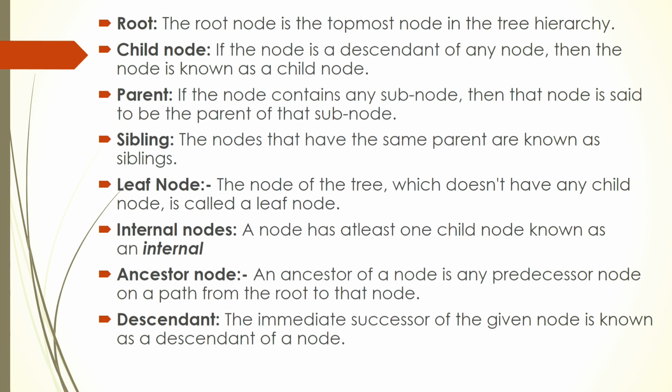Then comes the ancestor node. An ancestor of a node is any predecessor node on a path from the root to that node. The root node doesn't have any ancestors. In the tree shown in the above image, nodes 1, 2 and 5 are the ancestors of node 10.